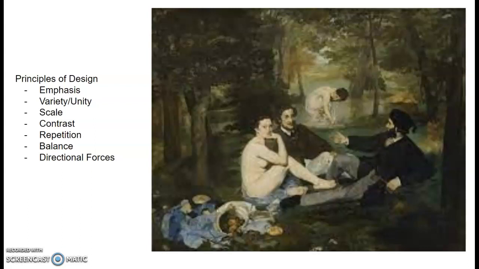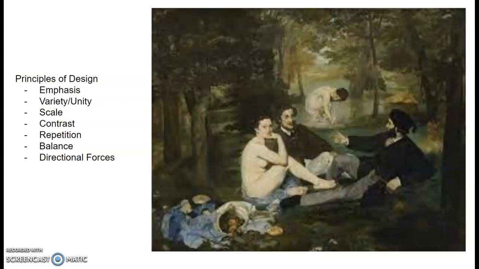The variety and unity within this painting are also very important. We can see that there are similar trees that take up the background, which creates a sense of unity. However, the differences in the shades of colors within these trees and the men and women present within this piece make up the variety. The contrast works hand in hand with the emphasis within this piece.